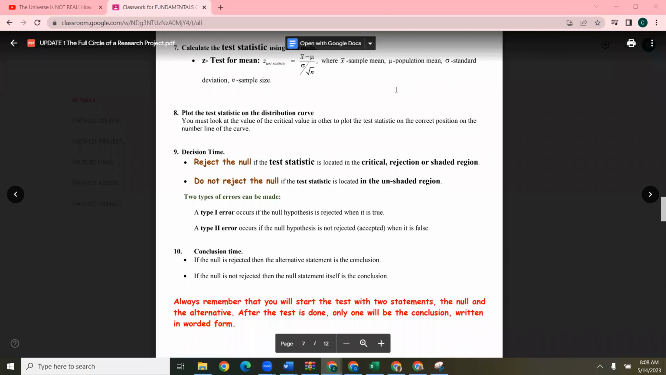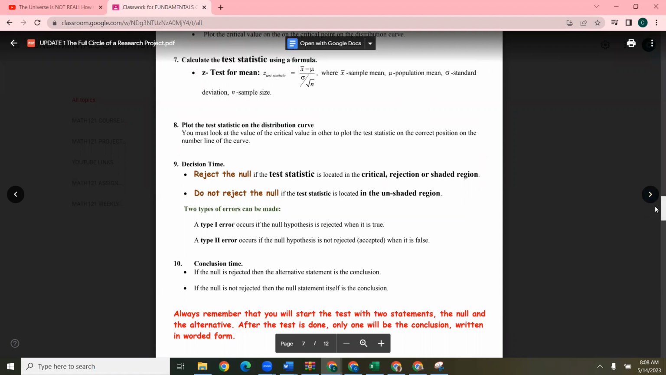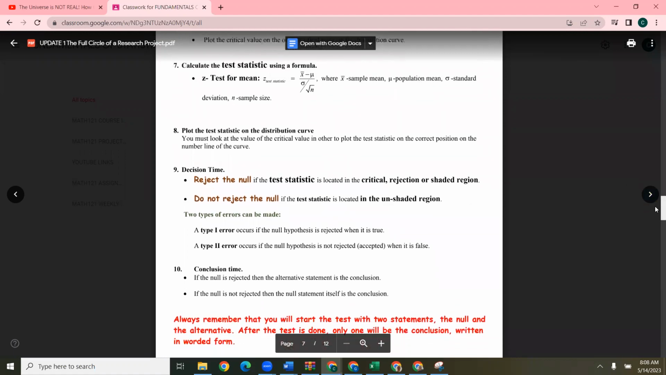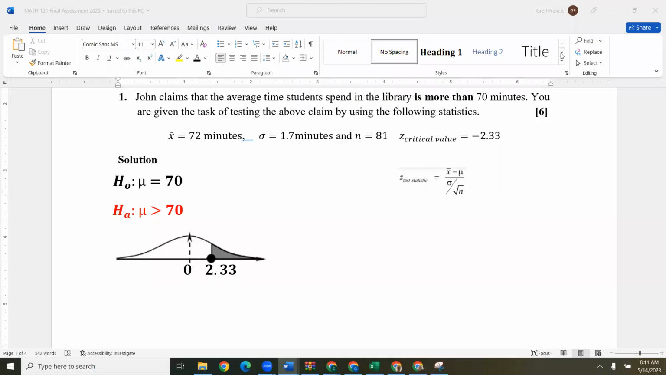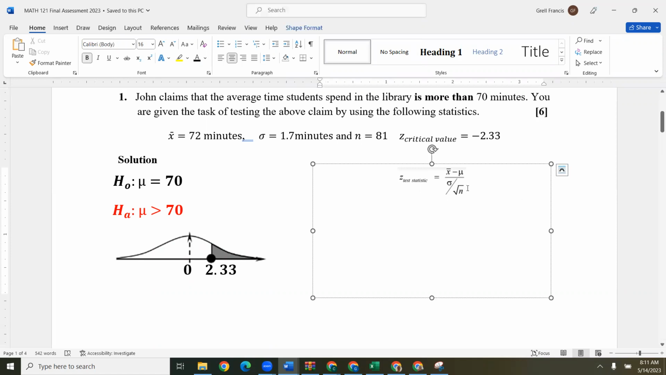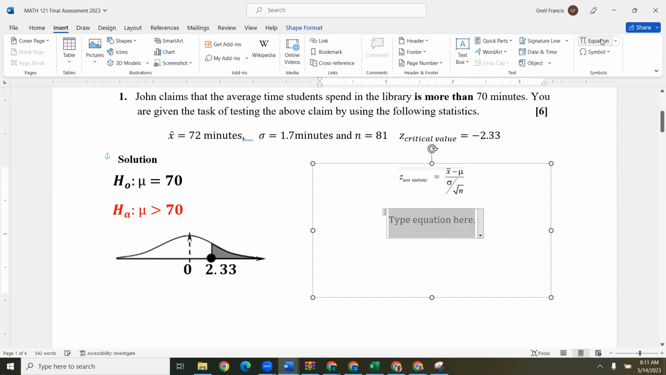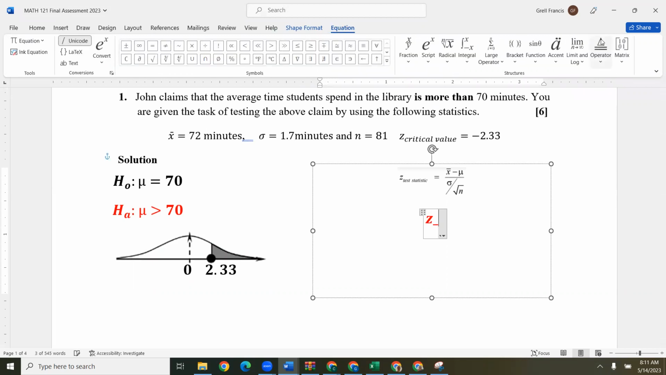So we're moving on to step number 7. It says to calculate the test statistic using this formula that we have here, and using the statistics that were made available. So here's the formula to calculate the z-test statistic, and here are the statistics that we've got to use to calculate it.